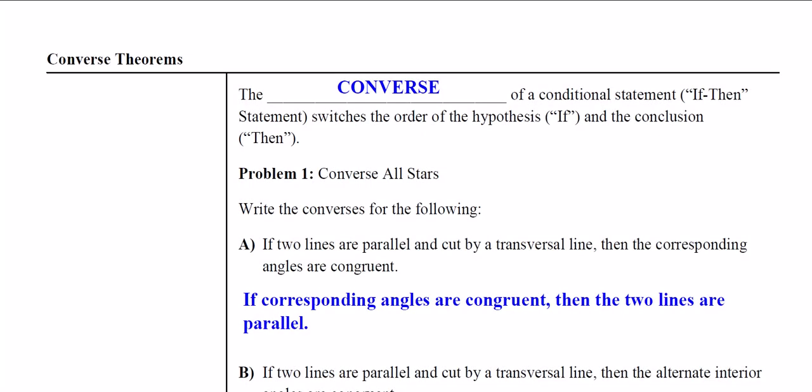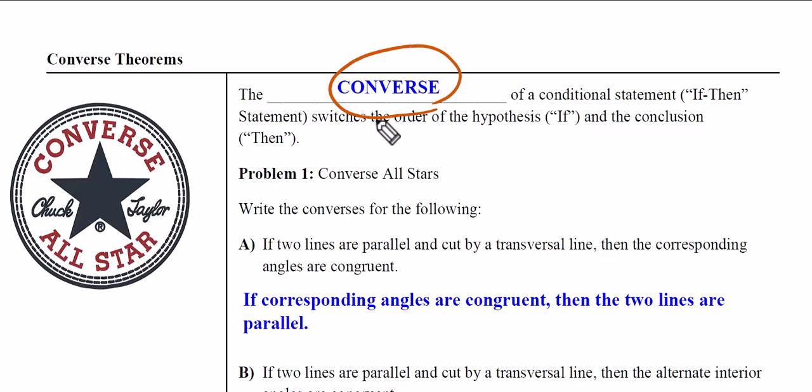So we spent a lot of time before discussing corresponding angles, alternate interior angles, alternate exterior angles, and consecutive interior angles. And these were angles that were being formed by parallel lines cut by a transversal. This time we're going to switch things around. So the converse, what it does is it switches things around.